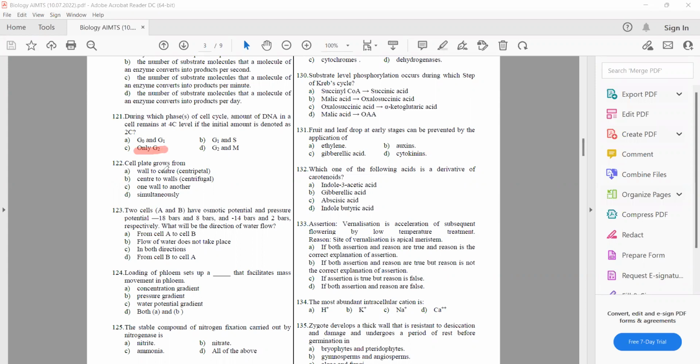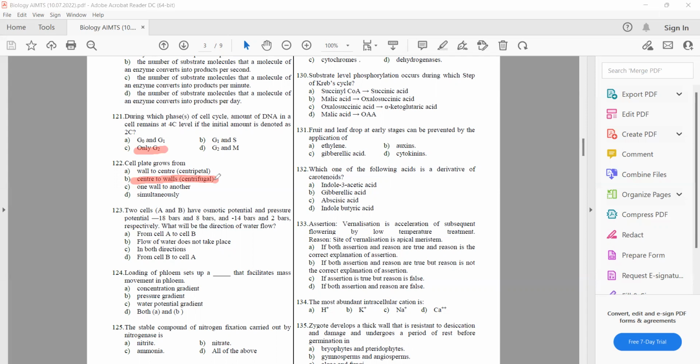122, cell plate grows from. When we talk about cell plate formation, you can observe that especially in plants, it will be in a centrifugal way. So from the center region to the lateral walls, there will be cell plate formation.